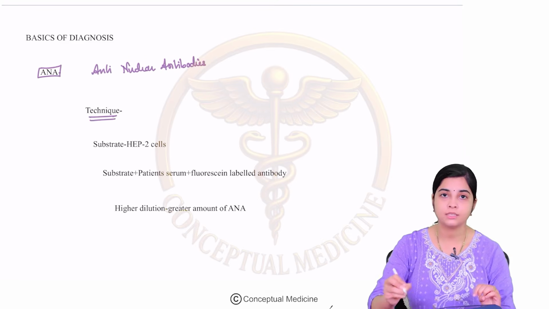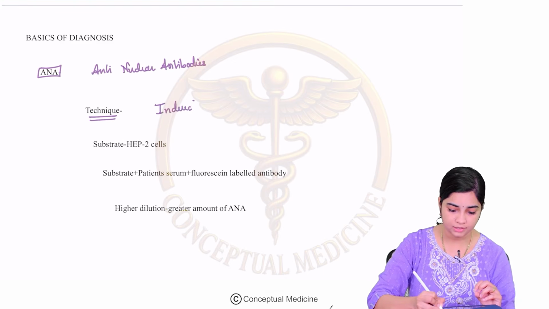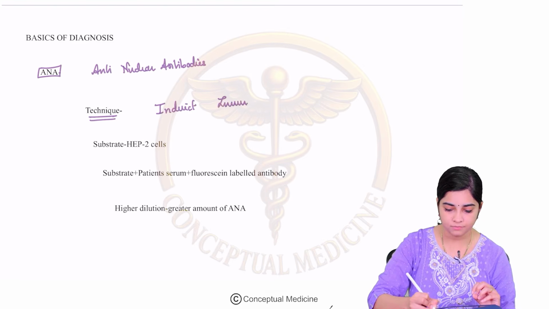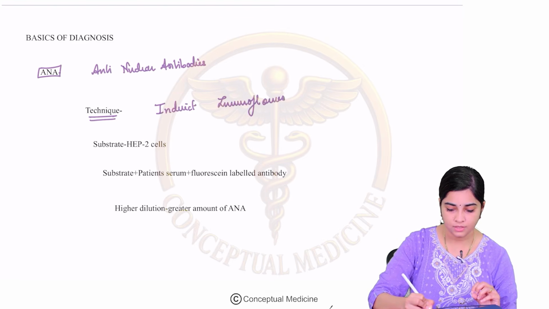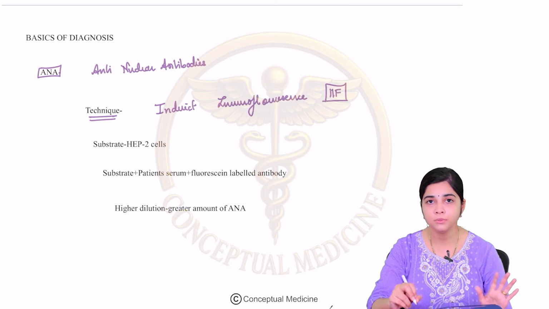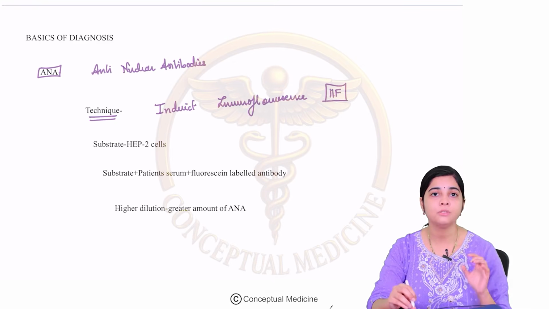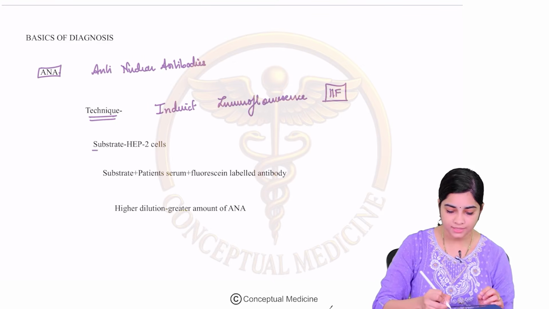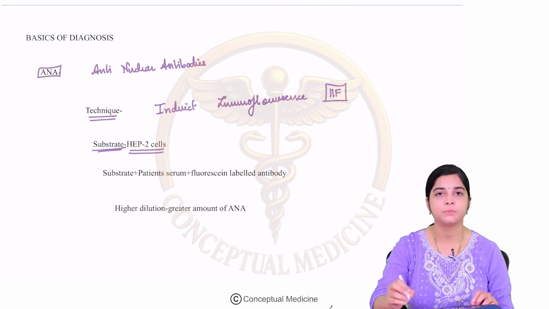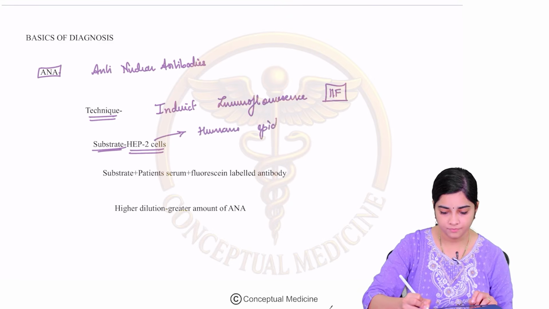The technique that is used for this diagnosis is the indirect immunofluorescence technique, or ANA by IF. That is the gold standard, or the best way to detect ANA in individuals. Okay. So how do you do this testing? The substrate that we use is called the HEP2 cell line. HEP2 cell lines are basically derived from a human epidermal tumor.